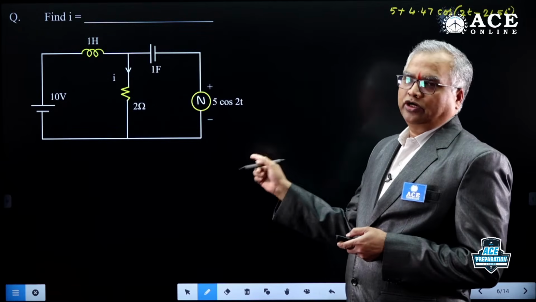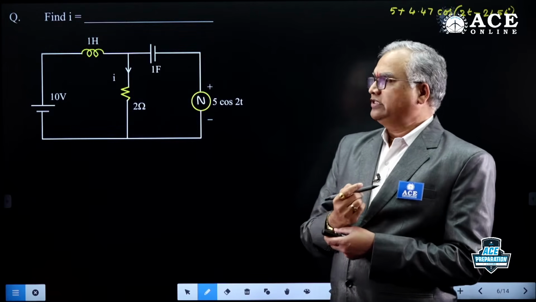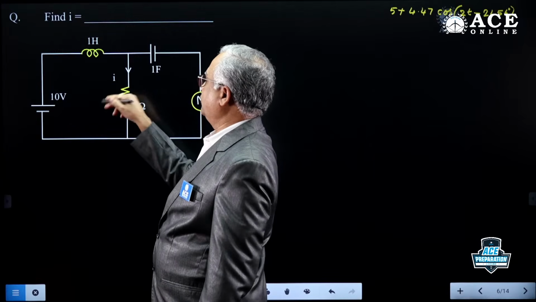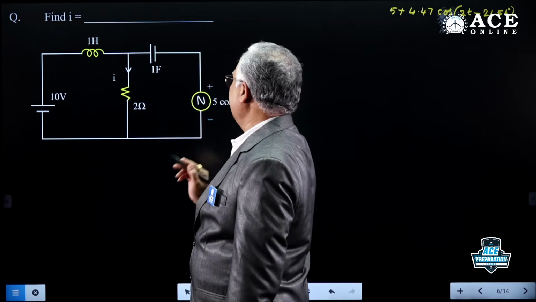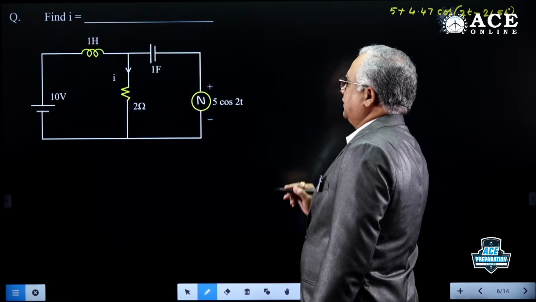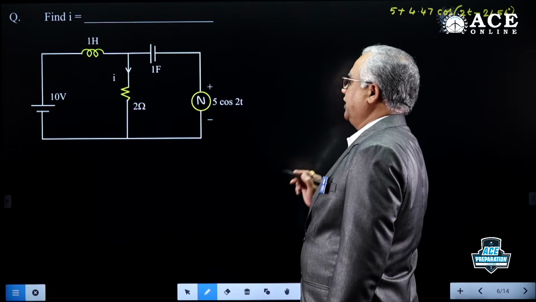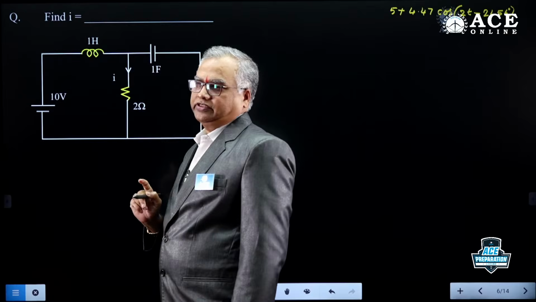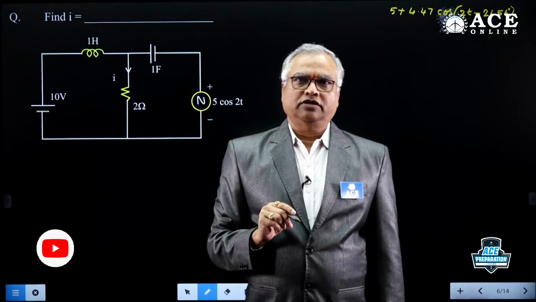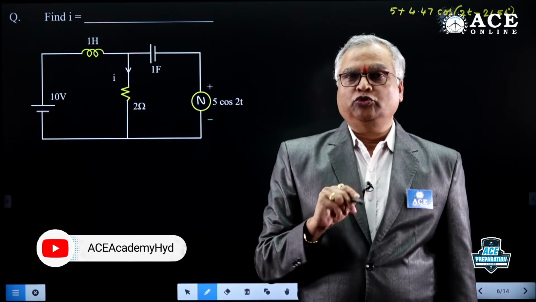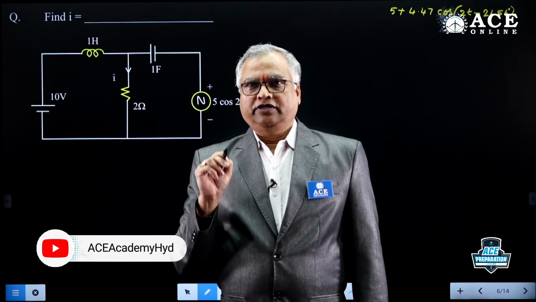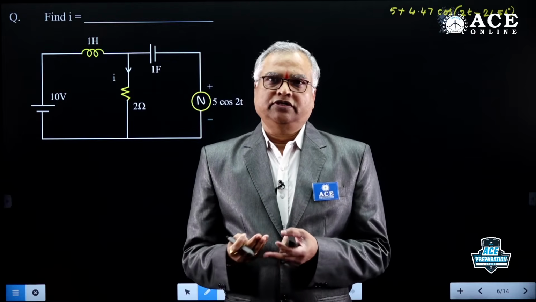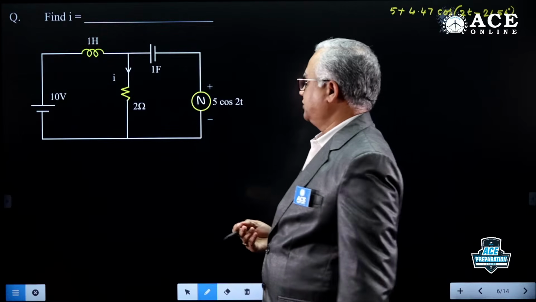And you can't use nodal or mesh analysis here. The beauty of this problem is that 90% of the students try to write a nodal equation or mesh equation and solve, and end up with the wrong answer. The biggest drawback of nodal and mesh is that when the network contains sources with different frequencies, you should not use nodal or mesh analysis. What is the unique drawback of nodal and mesh? If the network contains more than one source having different frequencies, you should not use nodal or mesh.